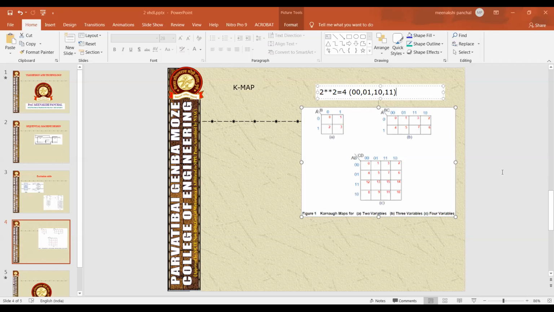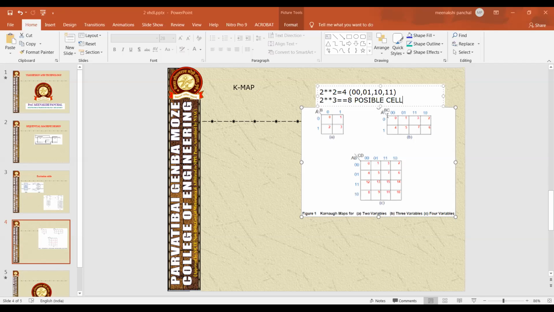Similarly, there is also the 2 into 3 K-map, which is nothing but 8 possible cells. See here, this is the variable separator. Here two variables are assigned, and one variable is assigned here: 0 0, 0 1, 1 1 and 1 0. Why is 1 0 not appearing next to 0 0 here?